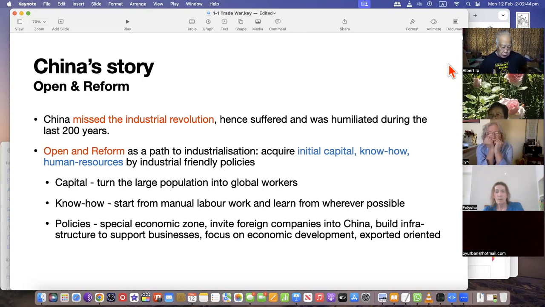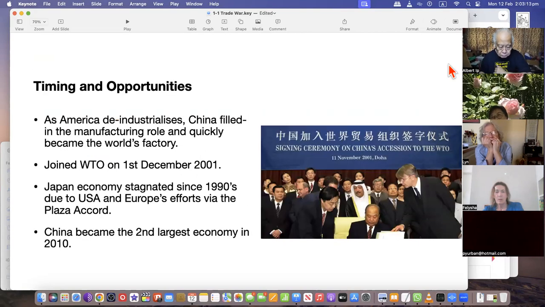Because China wants to get the initial capital, it has to control the in and out of the money. So you have a very tight control of its currency. And it is extremely export-oriented. Every work is oriented around export in order to earn the initial capital.